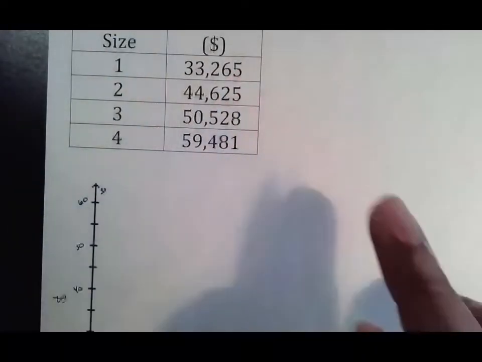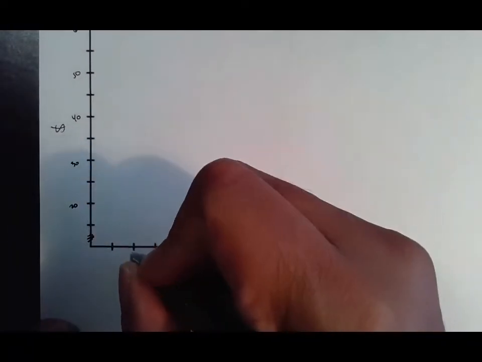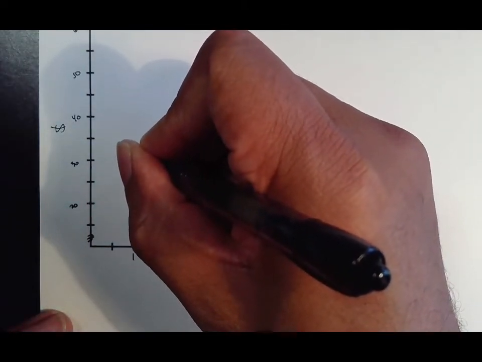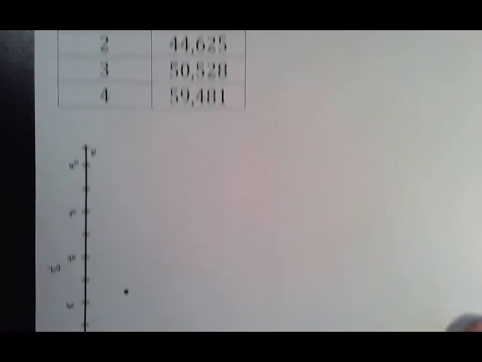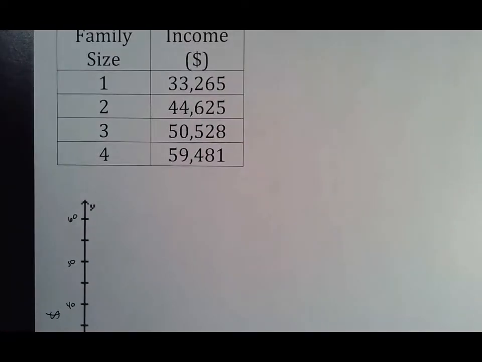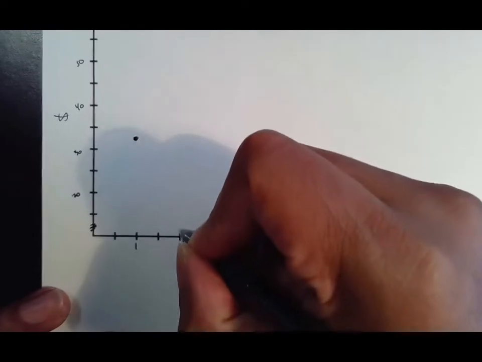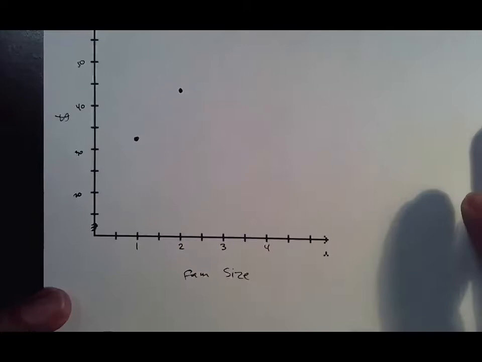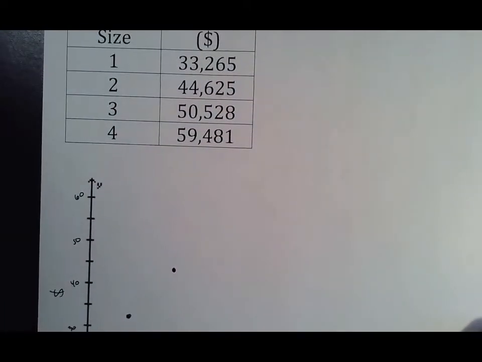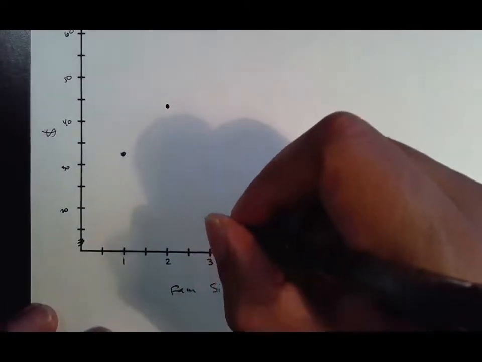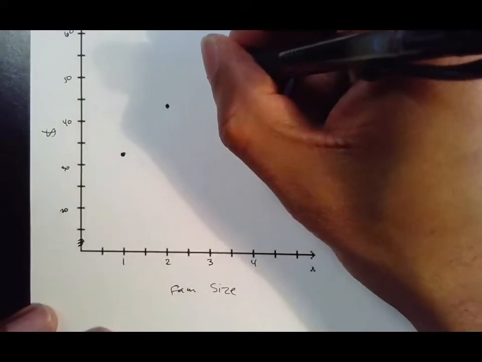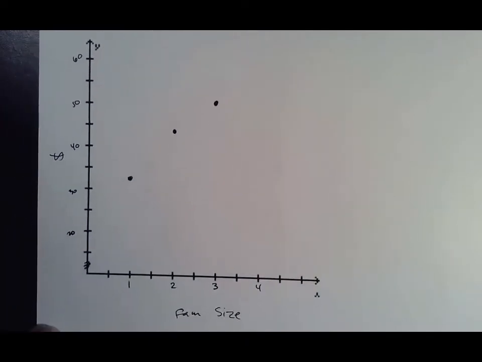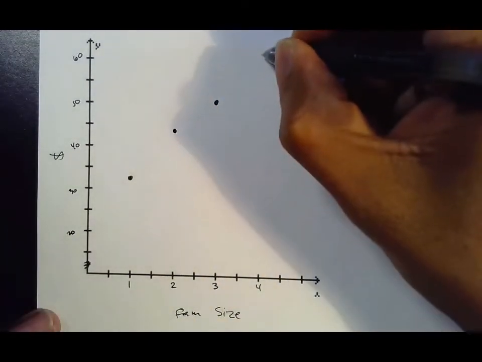So family size of 1 is about 33,265. 33,265 would be higher than 30, less than 35, somewhere around there. Again, it isn't going to be perfect. Just should make sense. 2 is 44,625. 44,000, so 45 is here. It'd be slightly less than 45, somewhere around there. Family size of 3 is 50,528. So family size of 3 is 50,000, which means I'm right around 50,000 right there. Again, not perfect, but close. And then family size of 4 is 59,000, which is almost 60, so a little bit lower than 60, somewhere around there.